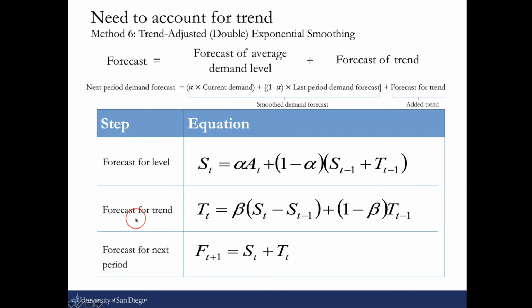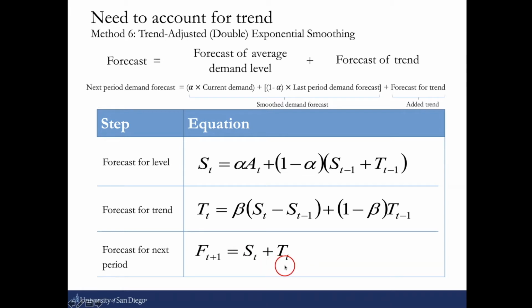Then we do the same for forecasting the trend, T sub t, and we need to determine what beta is here, and we have beta times S sub t minus S sub t minus 1. So these are the forecasts for level in the current period and in the previous period. And then we incorporate 1 minus beta times T sub t minus 1. This is the forecast for trend in the previous period. And so based on these equations, the forecast for the next period will be equal to S sub t plus T sub t.